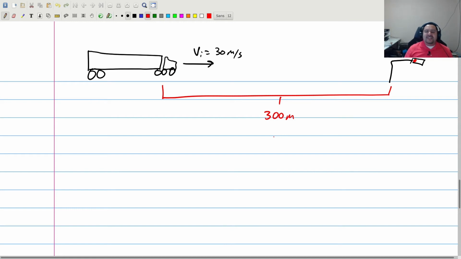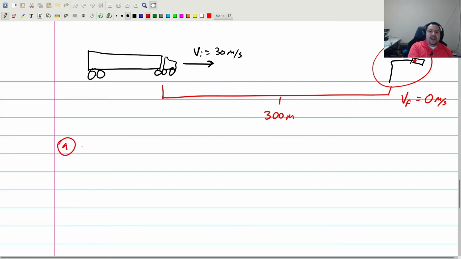Well, from just this scenario alone, I can't solve anything. Because, remember, how many variables do you need in order to solve any problem? You need 3. So because of that, we need one more piece of information. And even though it's not stated, you can make an assumption here. Your assumption is that if this is a red light, he's going to slow down such that his final velocity is going to be 0 meters per second.